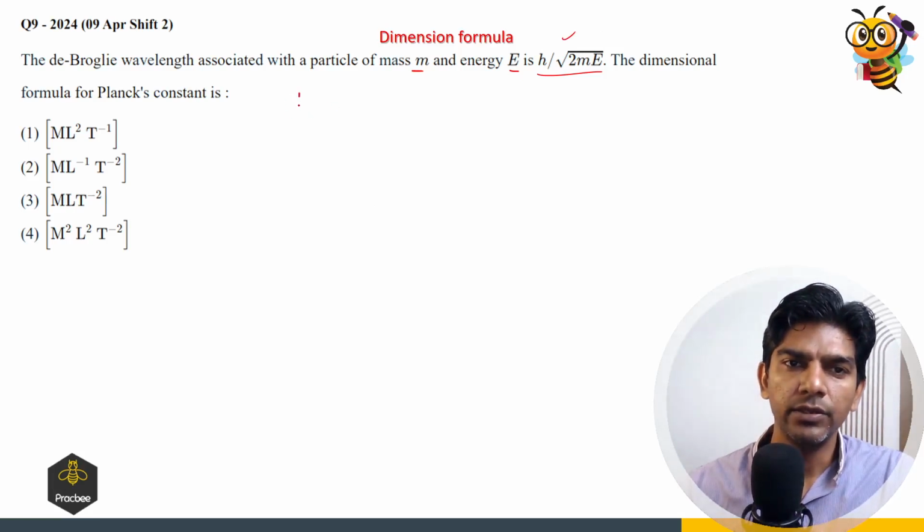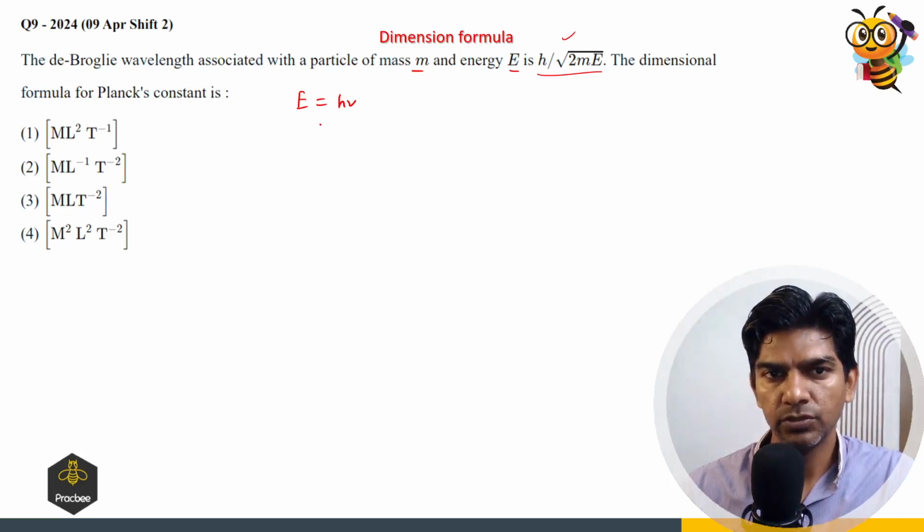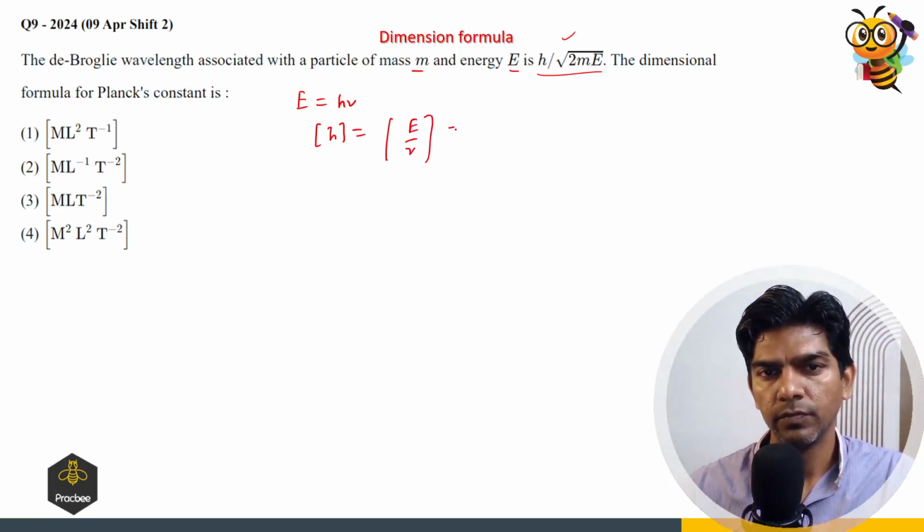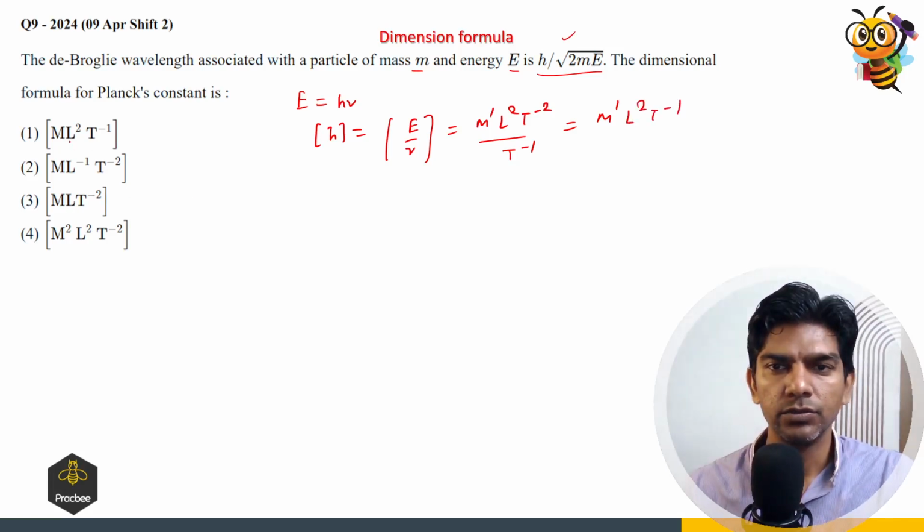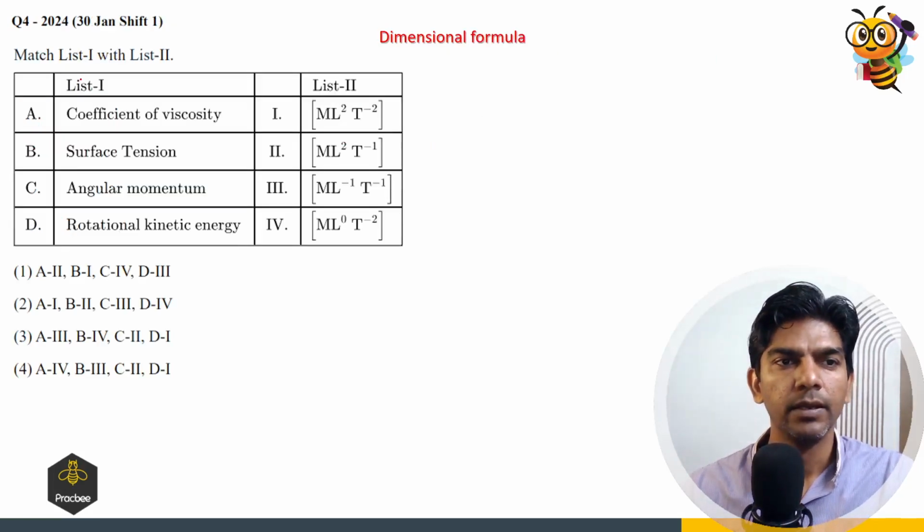I can use E is equal to h nu, and by this we will also get the same dimension. So dimension of h will be the same as dimension of E by nu, which will be M raised to power 1, L raised to power 2, T raised to power minus 2 divided by T raised to power minus 1. So that will be M raised to power 1, L raised to power 2, T raised to power minus 1. So option 1 is the right answer.